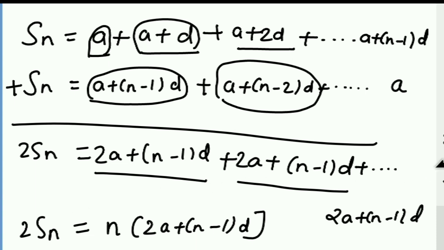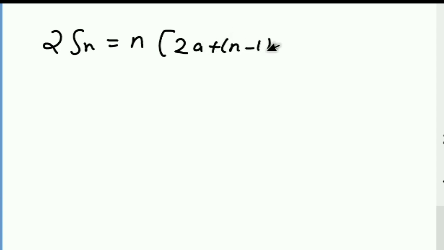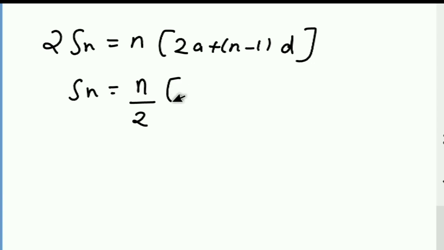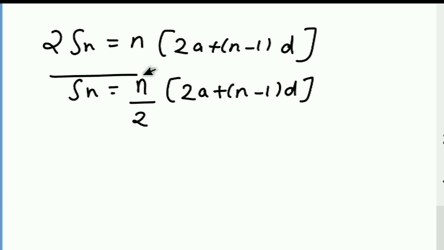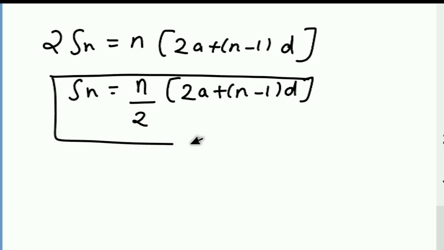So if we further simplify, we will get 2Sn is equal to n into 2a plus n minus 1 into d. Let's take 2 to the right hand side of the equal sign. So you will get n by 2 into 2a plus n minus 1 into d. So you got the summation of n terms, this value. This is your formula for the summation of n terms.